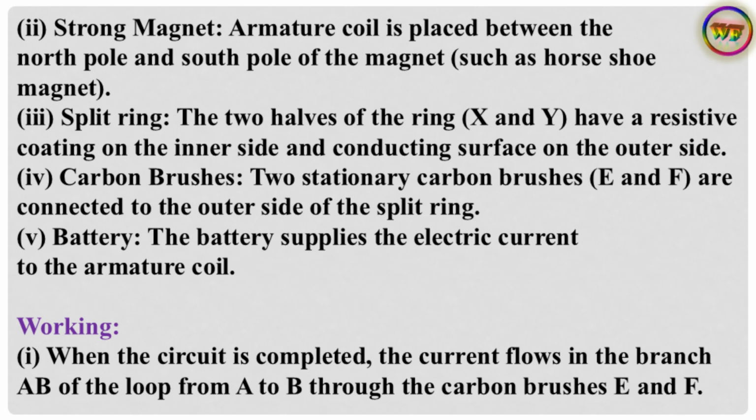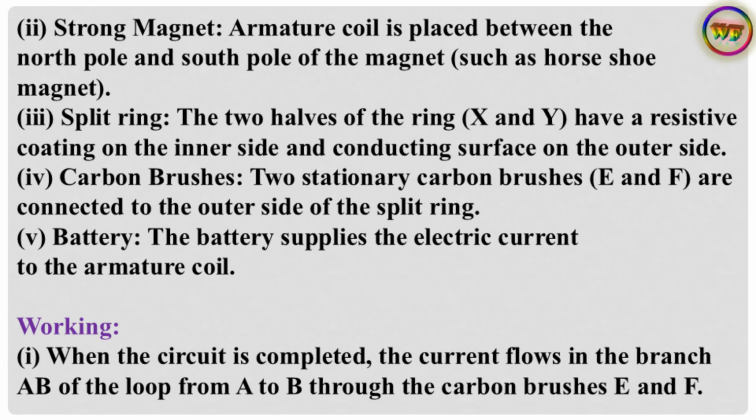Point 4. Carbon brushes. Two stationary carbon brushes, E and F, are connected to the outer side of the split ring. Point 5. Battery. The battery supplies the electric current to the armature coil.